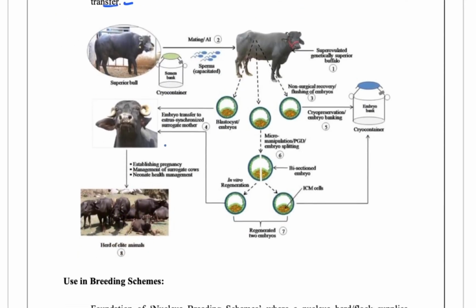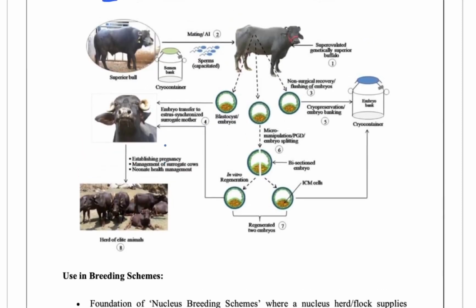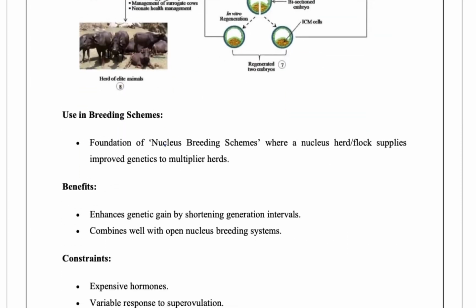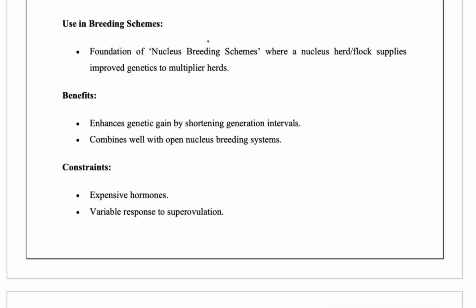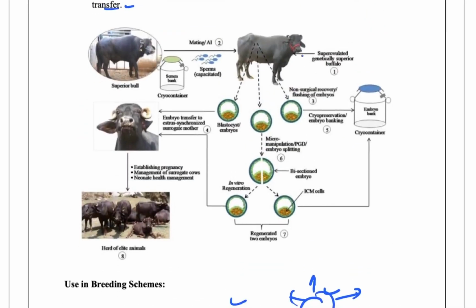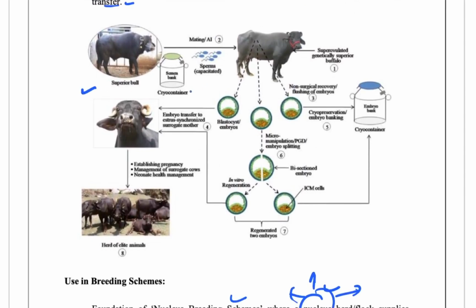What happens basically is that the use of the breeding scheme in this particular technology, I'll come back to the picture, is that it is the foundation of the nucleus breeding scheme, where a nucleus herd or flock supplies improved genetics to multiple herds. That means from one particular herd you are supplying the genetics to different herds, right? Now, what you do in this: this is the superior bull. Semen is collected in the cryo container because the temperature needs to be maintained. Now this is the sperm capacitation, which can be done in the dish, right? You improve the quality of the sperm, that can be done, right? And then there is mating.